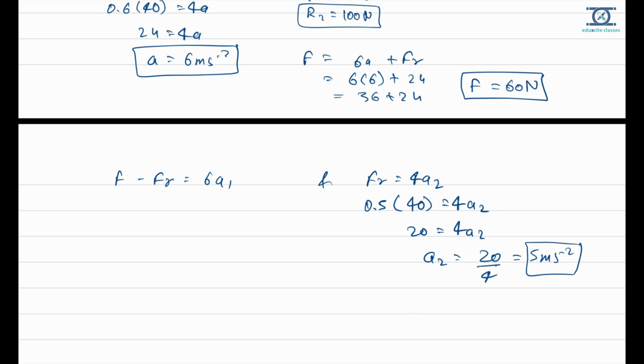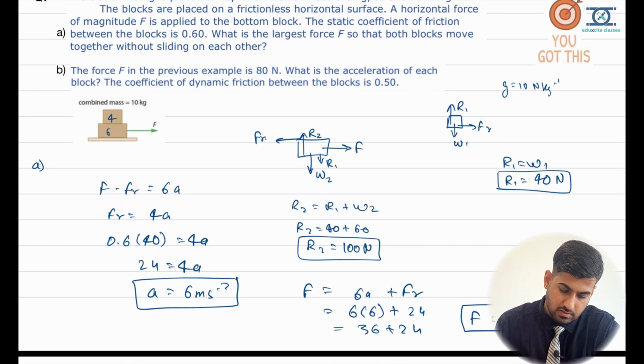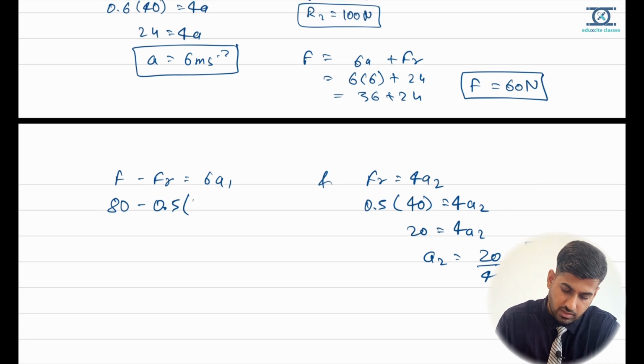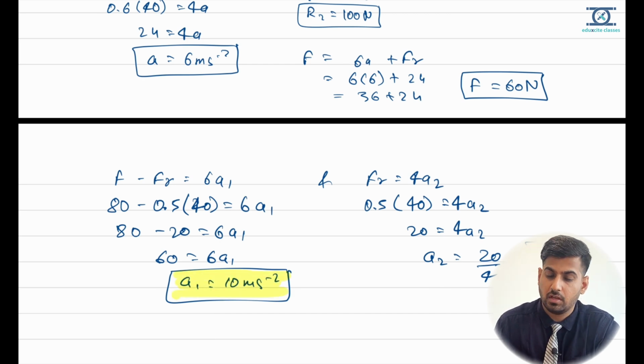And similarly for A1 you can do friction. So force is 80 minus nu, which is 0.5, into friction for this, which will again be 0.5 into 40, which is 20, equals 6A1. So 80 minus 20 is equals to 6A1, 60 equals to 6A1. So A1 is equals to 10 meter per second square. So this will be the acceleration for the lower block, and this will be the acceleration for the upper block.